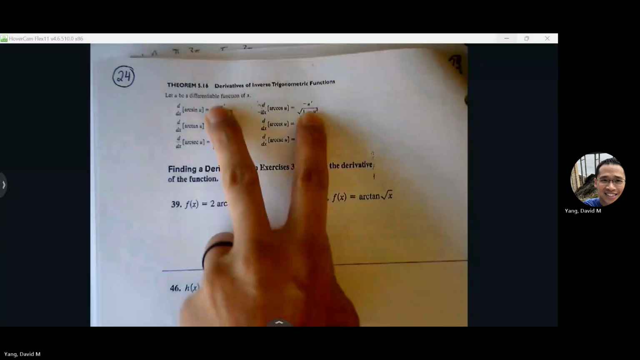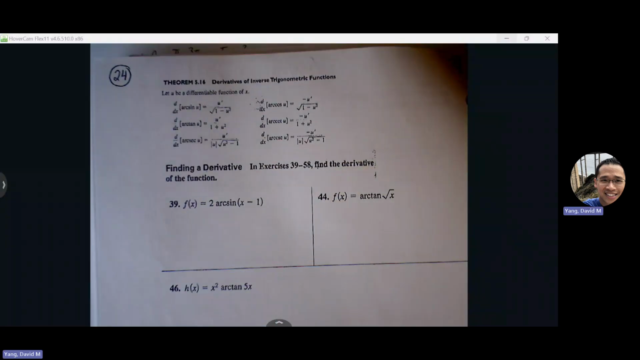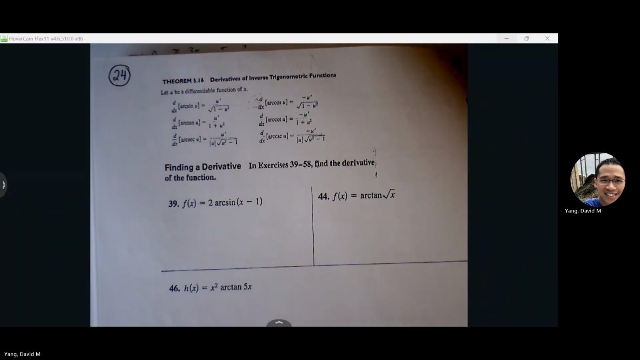Number 24 is applying these derivative rules. So I have 6 rules listed above. Let's go ahead and start with 2039. See if you can. You basically are just trying to find that u value and then putting it into your derivative formula.